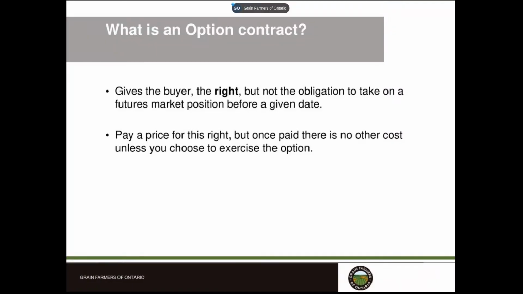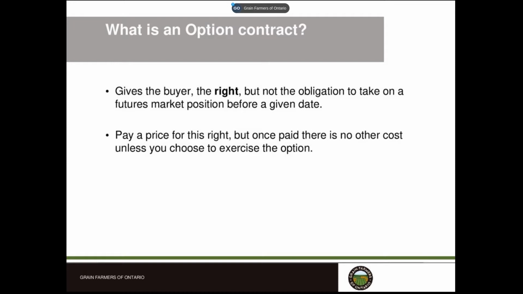What is an options contract? An option contract gives the buyer of the option the right, but not the obligation, to take on a futures market position before a given date. They pay the price for this right, but once the price is paid, there is no other cost. There are no margin calls. You're basically buying a ticket, almost like a lottery, in the sense that you're making a bet. And if it pays off, it's just as good as being in the actual futures market, minus the premium that you're going to be paying for that right.